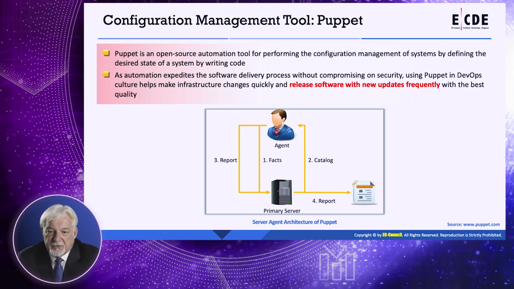Puppet works architecturally by having a server, and you have your facts, a catalog, and a report that's generated off of the results of the agents being run, etc. It also graphically provides you a report of the results after you run it.